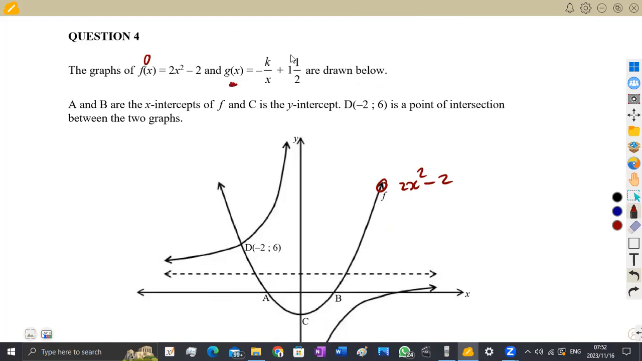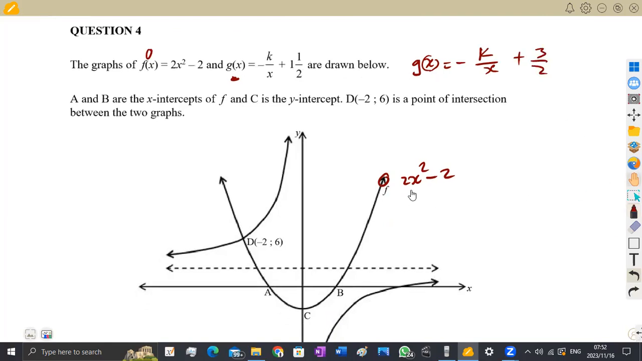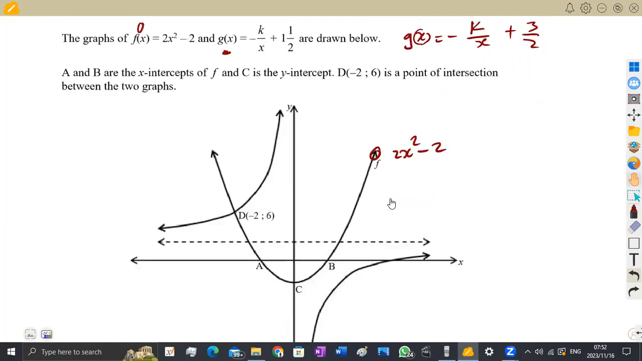And g of x, which is negative k over x plus 1.5. And 1.5 is actually the same as 3 over 2. So this can be given as negative k over x plus 3 over 2. All right, so that's the same as 1.5 as a decimal. So the question is, A and B are the x-intercepts of f, and C is the y-intercept.